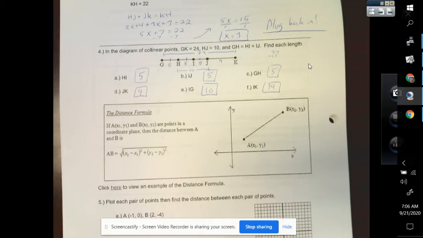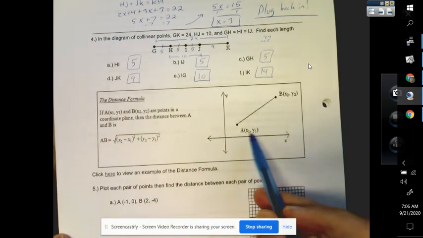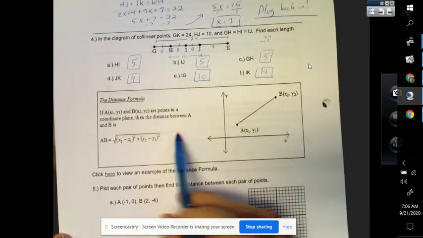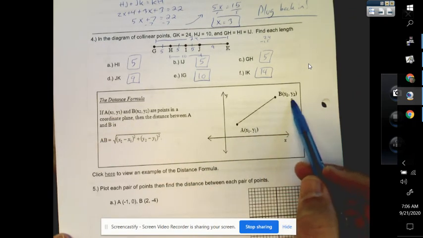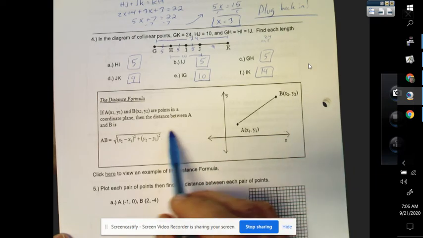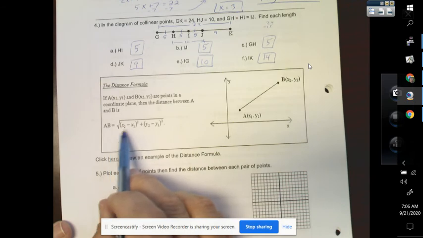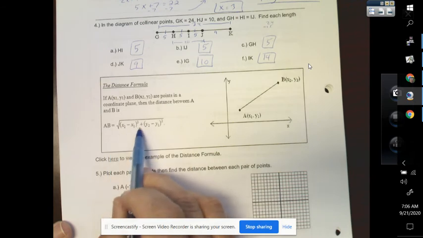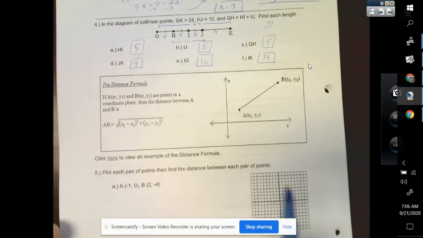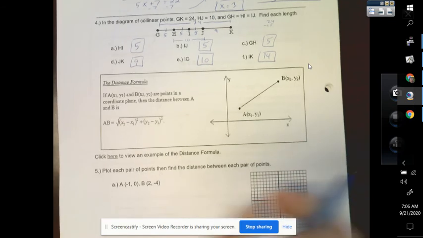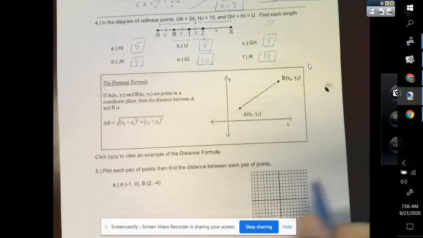Distance formula. This is a big one. This is a formula that will be provided for you. So if A is the point (x sub 1, y sub 1), and B is the point (x sub 2, y sub 2), are points in a coordinate plane, then the distance between them is given by the following formula: square root of x sub 2 minus x sub 1 squared plus y sub 2 minus y sub 1 squared. So all we're going to do is plug things into that formula.